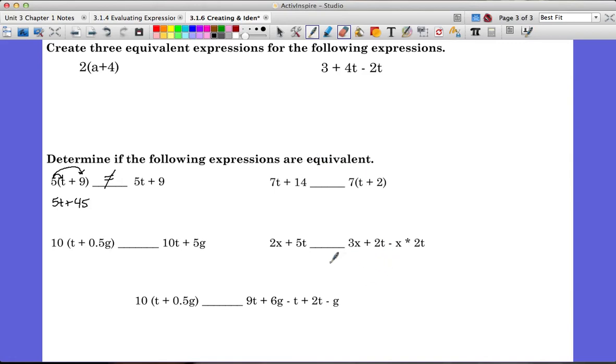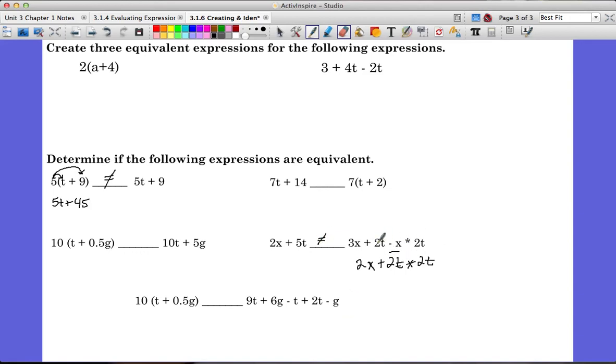Then I'm going to come down here and do a more complicated one with you. Here you have 2 times x plus 5t. Is it equivalent to 3x plus 2t minus x times 2t? In this case, I can combine like terms with 3x and x, but since it's a minus x, it's going to be 2x plus 2t times 2t. That's not necessarily going to work because that's not going to get us to 5t. We don't even have to go any further because there's no way that it would work to get us to 5t. So we know that that would not be equivalent.